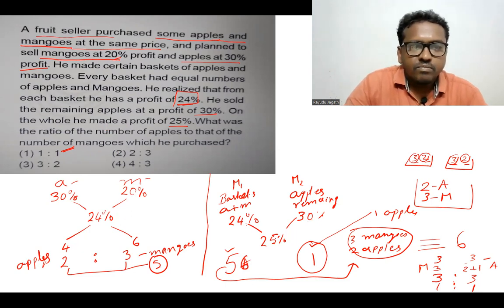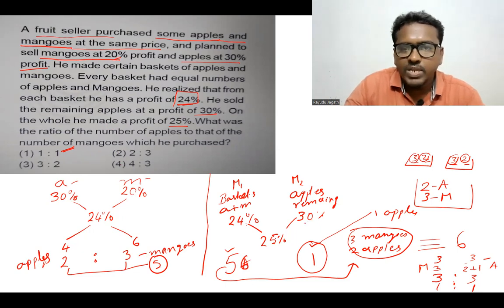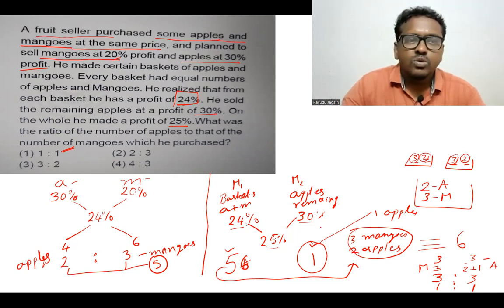I repeat, the basket contains 5 parts, 2 parts apples and 3 parts mangoes. The remaining apples are sold at 30% profit. Basket profit is 24%, overall profit is 25%. Therefore the baskets should contain 30 minus 25, 5 parts, and the remaining apples 25 minus 24, 1 part. In the basket, 3 mangoes and 2 apples. Altogether 5 plus 1, 6, and in that 6, 3:3, 1:1. So the mangoes to apples ratio is 1:1 at the very beginning. So the answer to this question is 1:1.